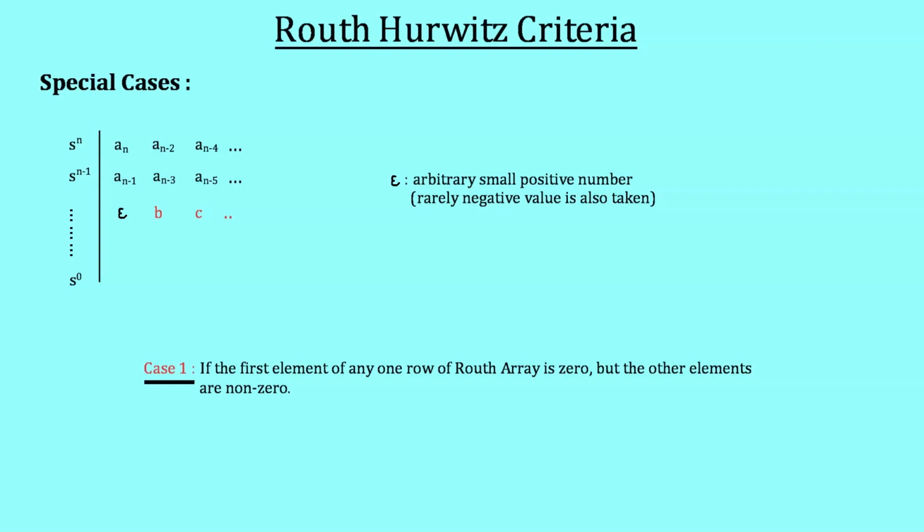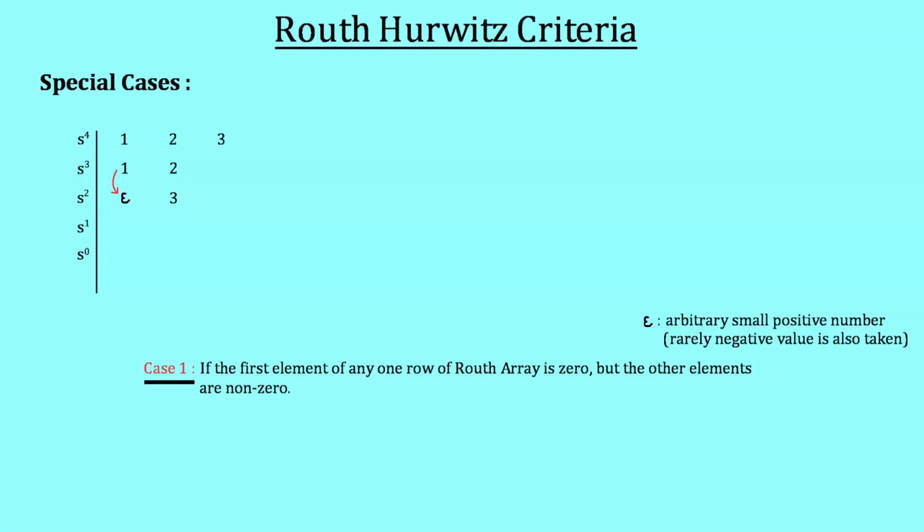Many students think that epsilon is always positive. However, that is not true. First, we will clarify when and where we have to put the value of epsilon positive and where we have to put a negative value. After that, we will see how to proceed to form the Routh table after replacing the 0 with epsilon.